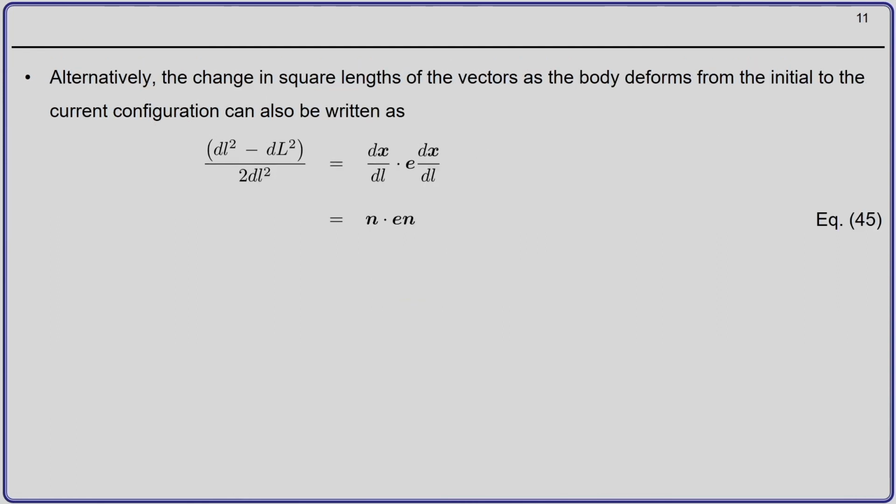Similarly, instead of the previous expression where we started, where we substituted the spatial vector in terms of the material vector, I can go the other way around. I can replace the material vector in terms of the spatial vector and I can derive the relation of the change in square length of the vector divided by twice of dl square. So, dl is the current length, as nothing but n dot e n. Here e is the Euler-Almansi strain tensor and n is nothing but the unit vector in the spatial configuration along the vector direction.